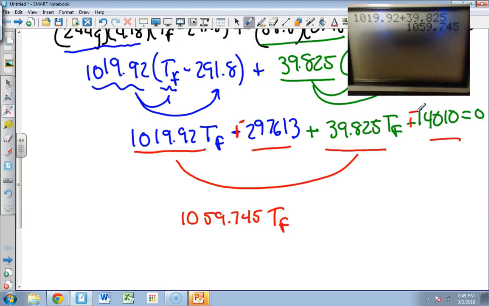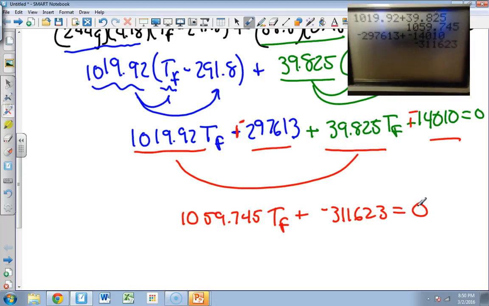But the shortcut that I was taught once was, instead of dealing with pluses and minuses, do plus a negative, and then all we have to do is add the negative values, so it becomes easier to manage. So it's going to be negative 297,613 plus negative 14,010, and by doing that we get negative 311,623, and that equals 0.